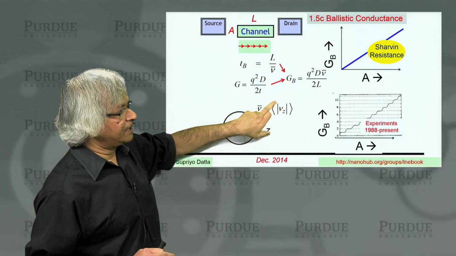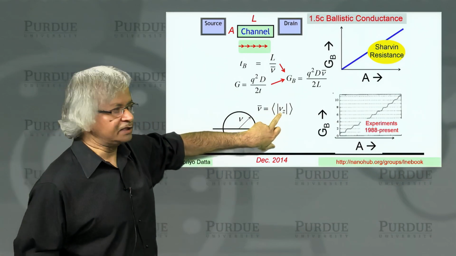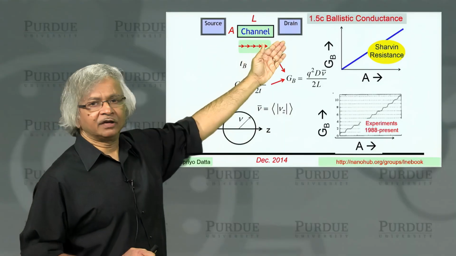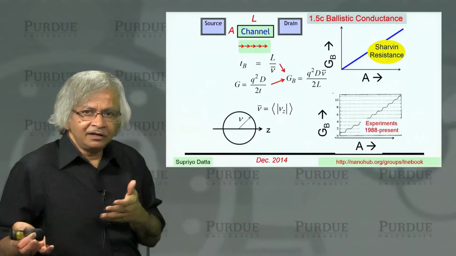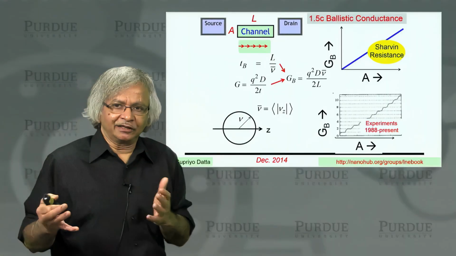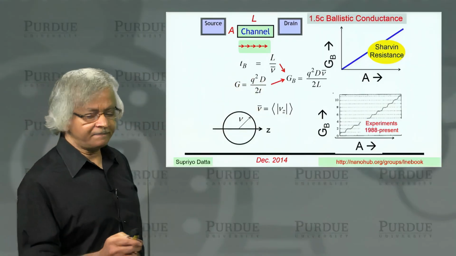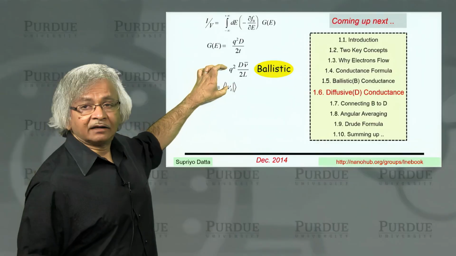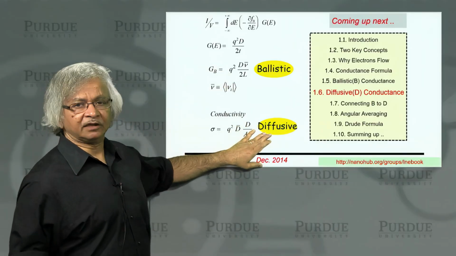It's the average of the absolute value of Vz. That is only the average of those that are going to the right. On the other hand, those that are going to the left, of course, would have a negative of that. And if you took them all together, the answer would have been 0. But here, this is what we are interested in. So that's the ballistic conductance. We are now ready to go on to talk about the diffusive conductance.